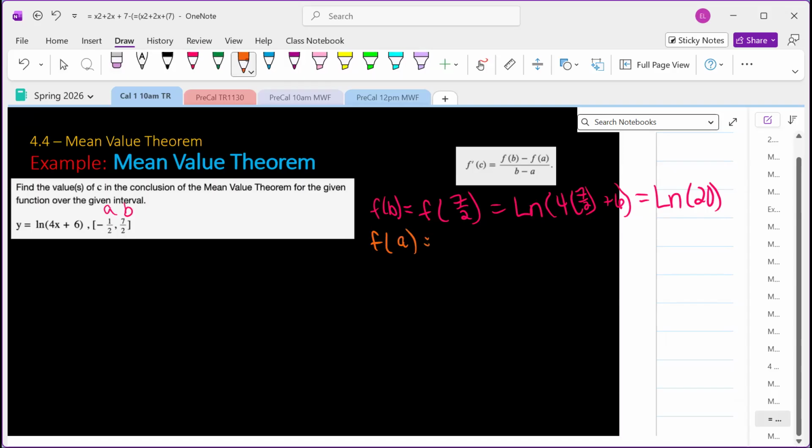Then f of a is f of -1/2. So the natural log of 4 times -1/2 plus 6. So that's -2 plus 6 is 4. So the natural log of 4.